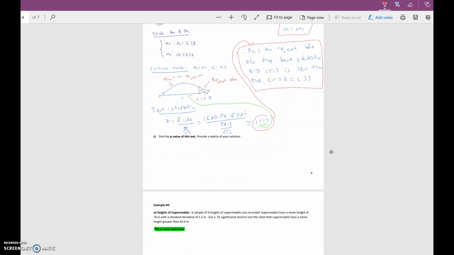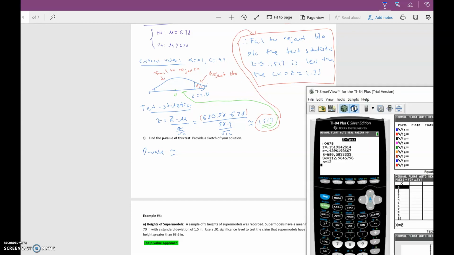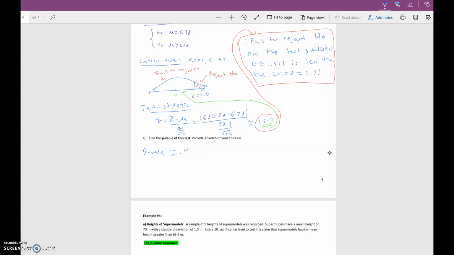Then we're looking at the following. Your p-value is going to be retrieved from the calculator. So let me write it here. Your p-value is approximately, and it's given in here by this p, 0.4396.